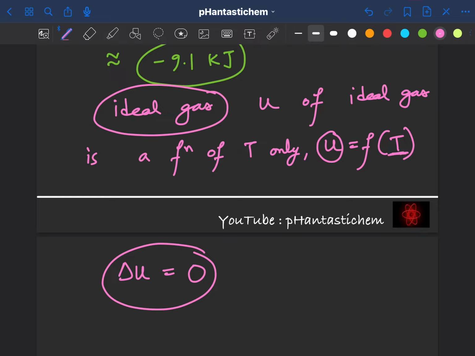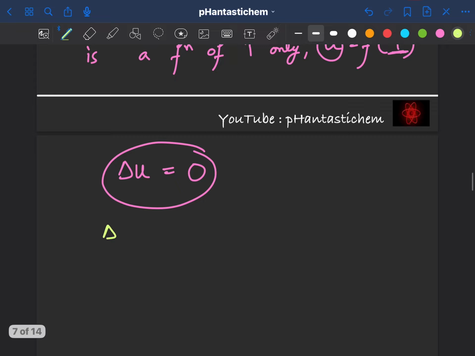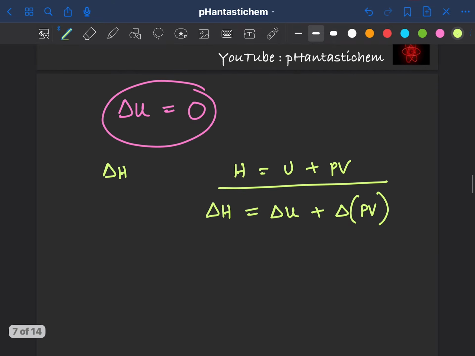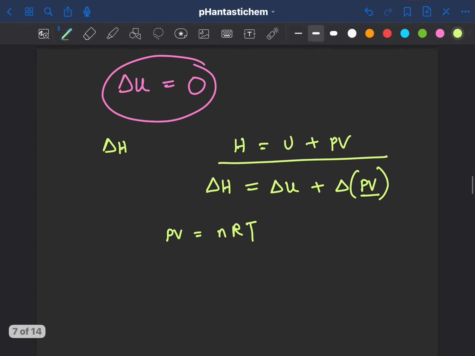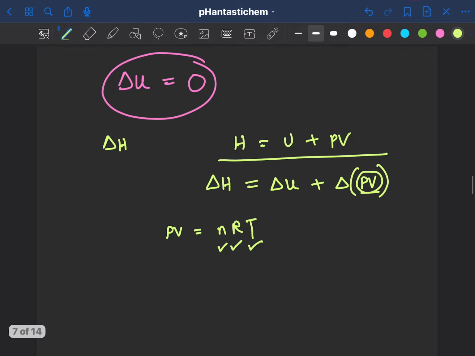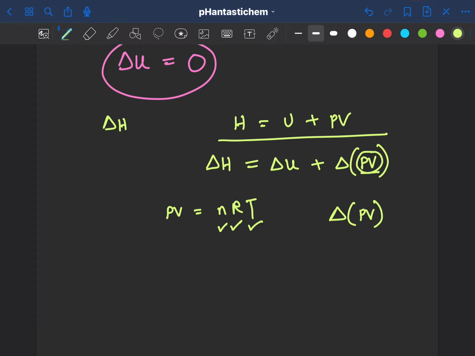Okay. Next, we have to talk about delta H. Okay. So we know that H is equal to U plus PV, right, according to thermodynamics. So therefore change in H will be equal to change in U plus change in PV, right? So this is the chain rule. And we know that for an ideal gas, PV is equal to nRT, right? And it has been mentioned that it's an isothermal process. So if it is an isothermal process, then the value of nRT is not going to change. That means PV itself is a constant. So therefore, change in PV will be equal to 0, right?